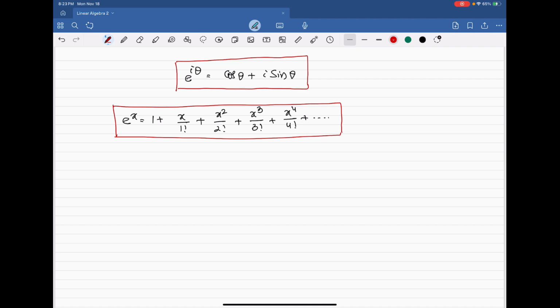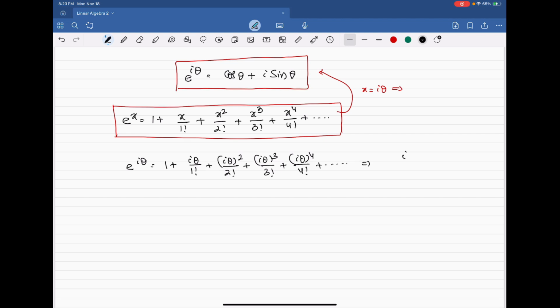Now, if I replace x with i theta, what happens in this series? e to the power of i theta is equal to 1 plus i theta by factorial 1 plus (i theta) whole square by factorial 2 plus (i theta) whole cube by factorial 3 plus (i theta) whole to the power of 4 by factorial 4 plus, and go on.